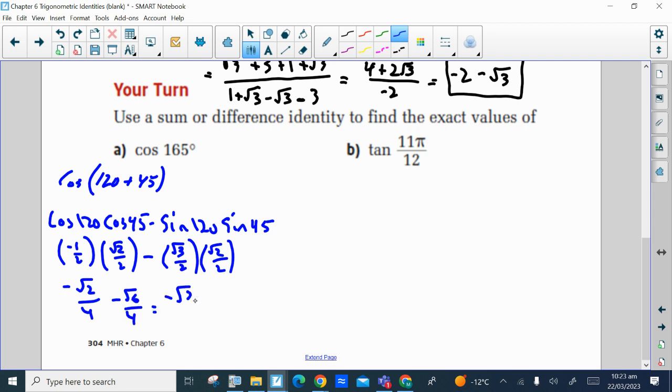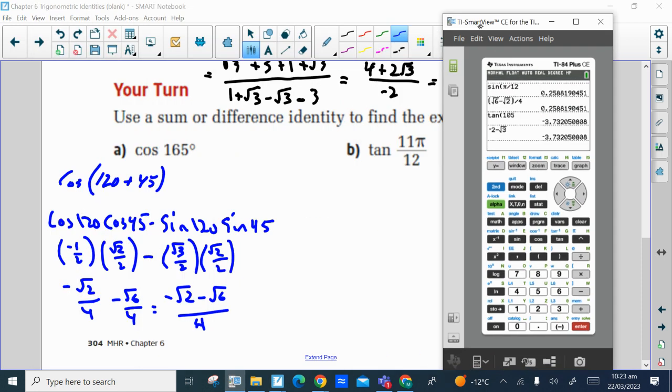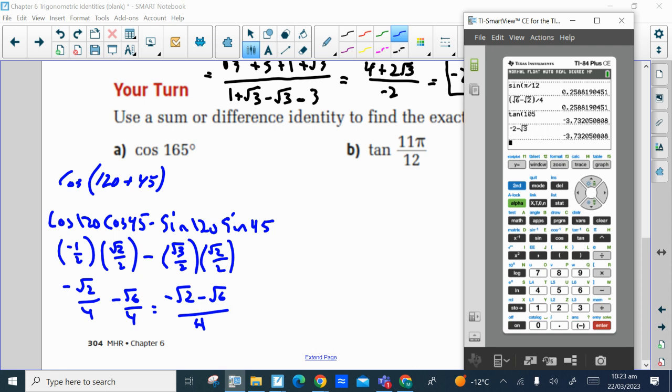Again, we've got a common denominator there. So we can combine those two into one expression. And there's our answer. That would be the exact value of the cosine of 165, which we can check on our calculator. Again, we need to be in degree mode, which we are. The cosine of 165 is that decimal.